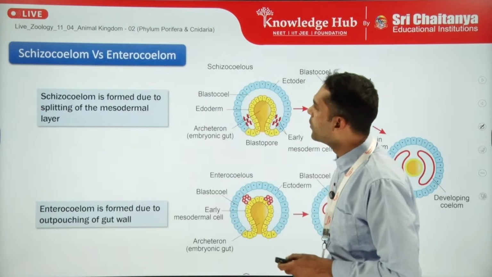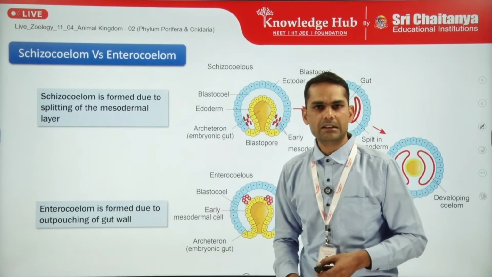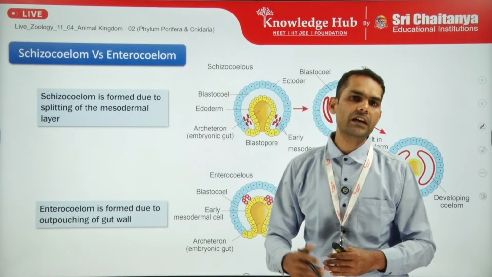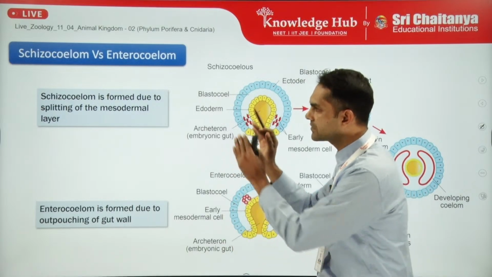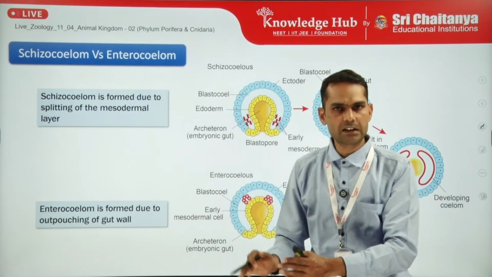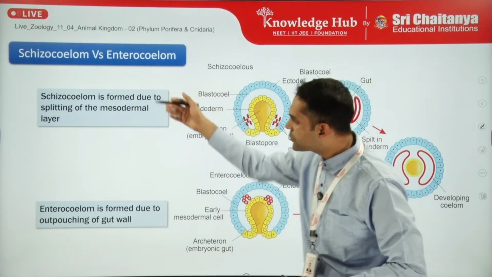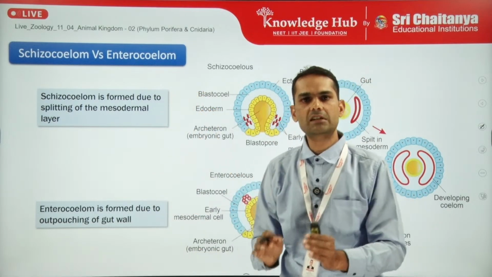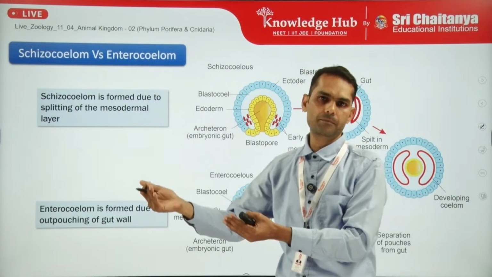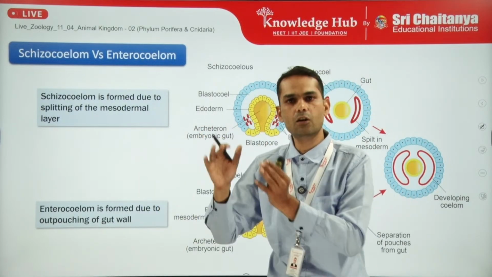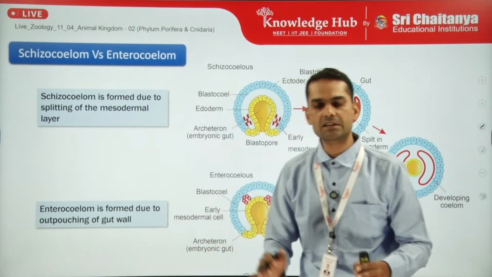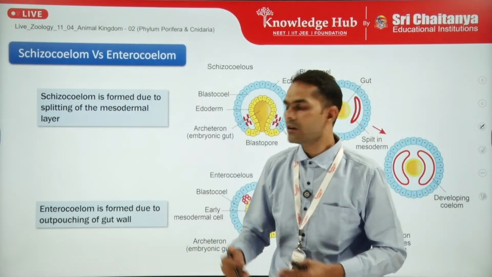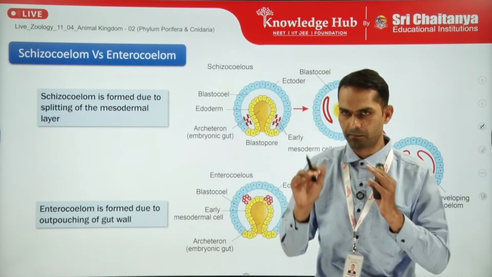Now moving further, as I told you, the coelom can be developed in two ways. The one is the schizocoelom and the other opposite is the enterocoelom. Out of these two categories, the schizocoelom is considered as the primitive method of coelom development, and the enterocoelom is considered as the advanced method for the coelom development, right?